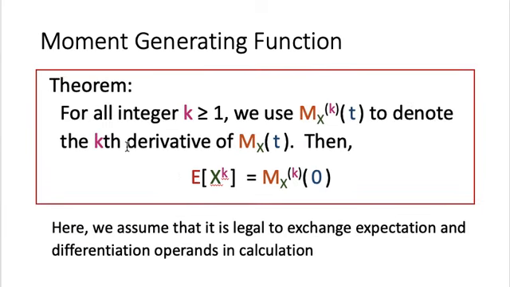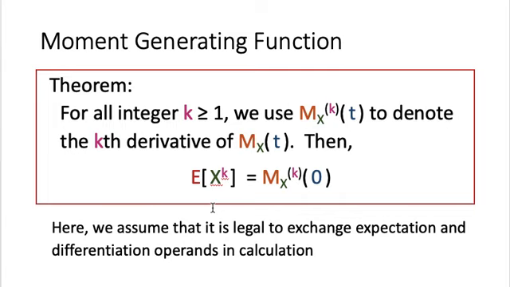So this is the theorem. For all integers k greater than or equal to 1, let's use M_X^(k)(t) to denote the kth derivative of the moment generating function. Then we can obtain the kth moment by first differentiating the moment generating function k times, so we get the kth derivative, and then after that we set t to be 0.